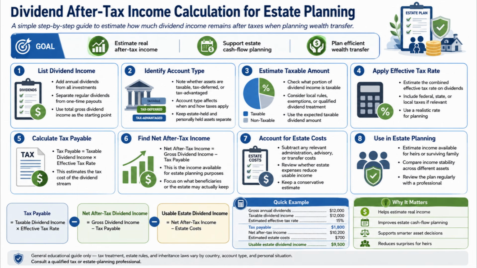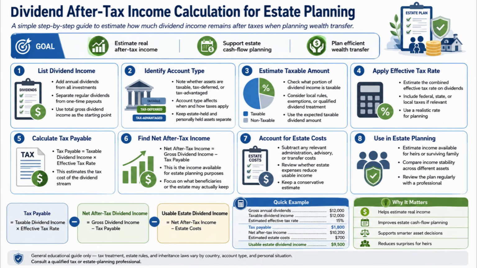Once the tax rate is known, calculate the tax payable. This can be done by multiplying the taxable dividend income by the effective tax rate. This step shows the estimated tax cost of the dividend stream and helps reveal how much of the gross income will not remain available after taxes.